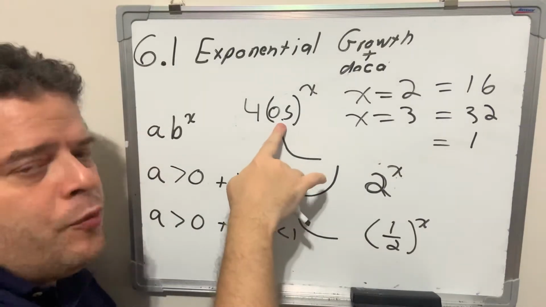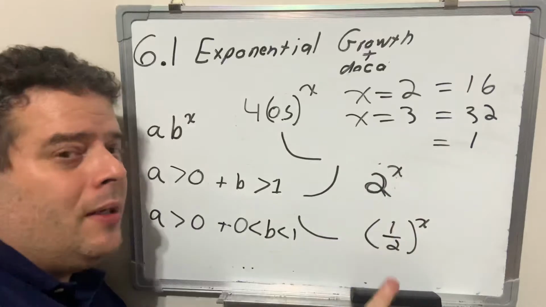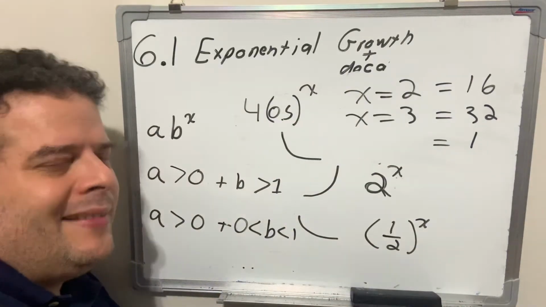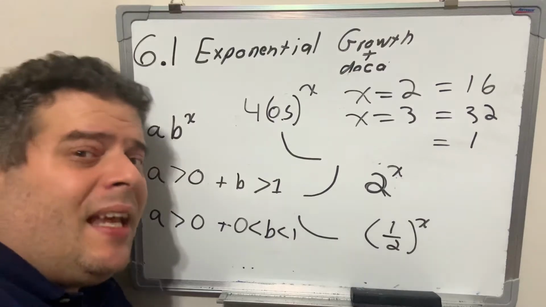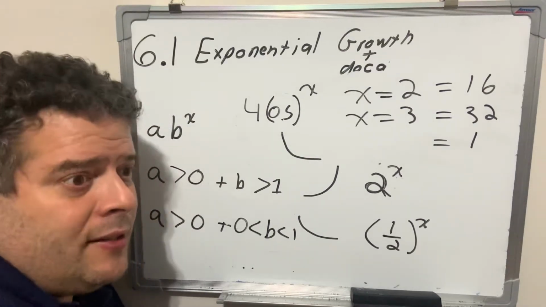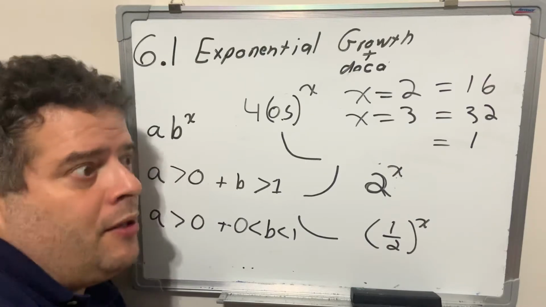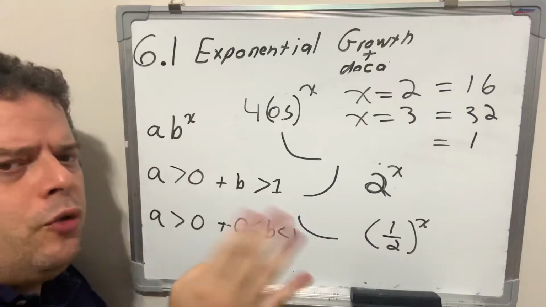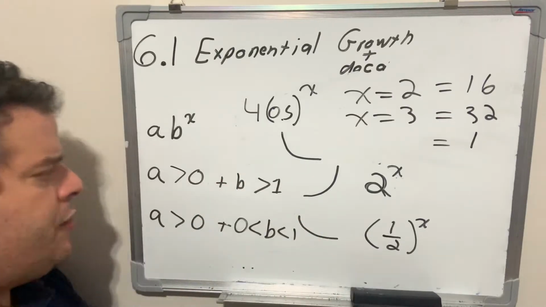If your b is bigger than 1, growth. Between 0 and 1, decay. If your b is 1, that's not an exponential function. There is no change. It would be a constant. Okay. So again, those are the only 2 rules you need to know for exponential growth and exponential decay.